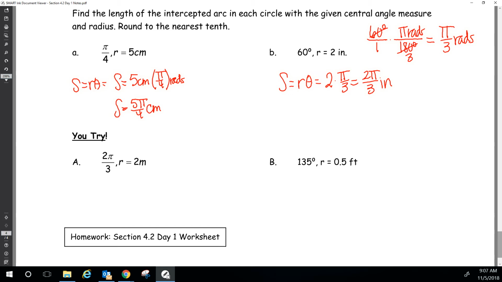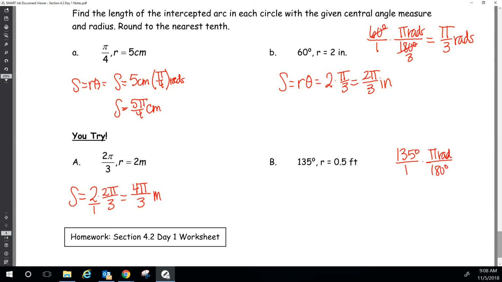All right, hopefully you paused it and you're coming back. For A, they gave us the radians in our problem, so it's just 2 times 2 pi over 3, which would be 4 pi over 3, and we're talking about meters here. For B, they gave it to us in degrees, so we have to convert the degrees into radians first.